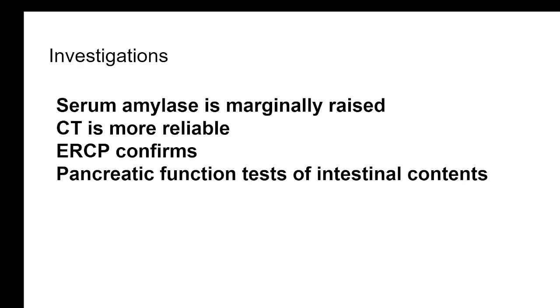Pancreatic function tests are not done routinely; only in extremely rare cases. That test is done by putting a Ryle's tube, sucking out the fluid from the stomach and intestine separately, and then assessing the pancreatic enzymes there, where the level of pancreatic enzymes could be lower. But this kind of test is not done routinely because it's more invasive, and only in certain very specific indications it's done rarely. So the usual routine clinical practice is CT and amylase.